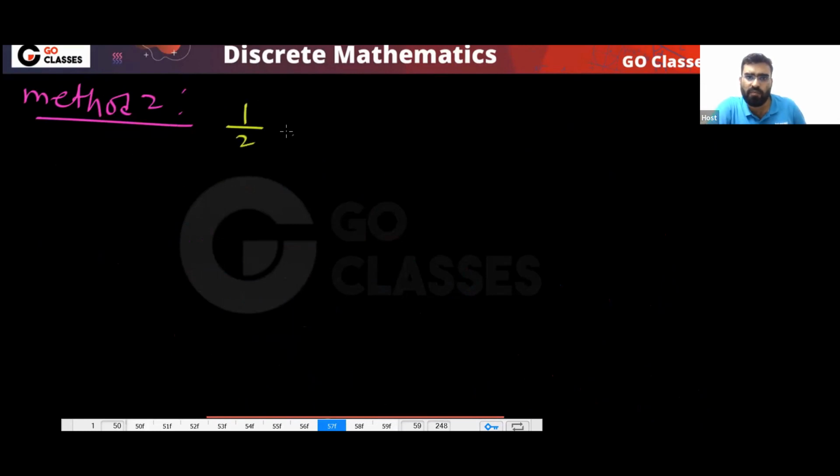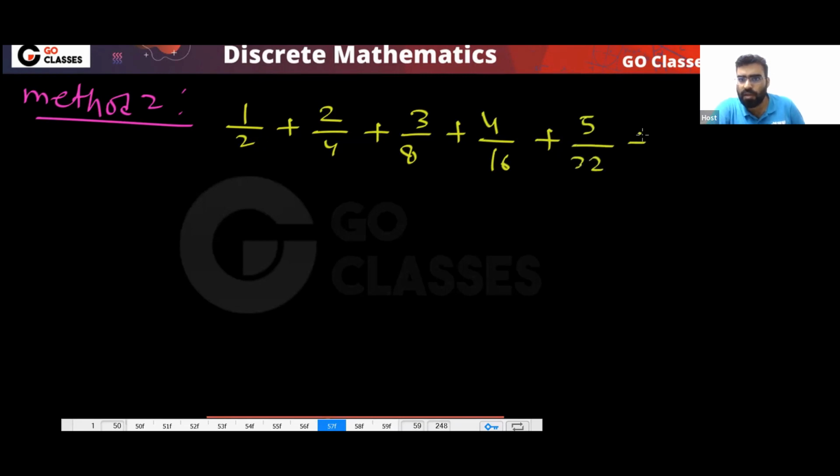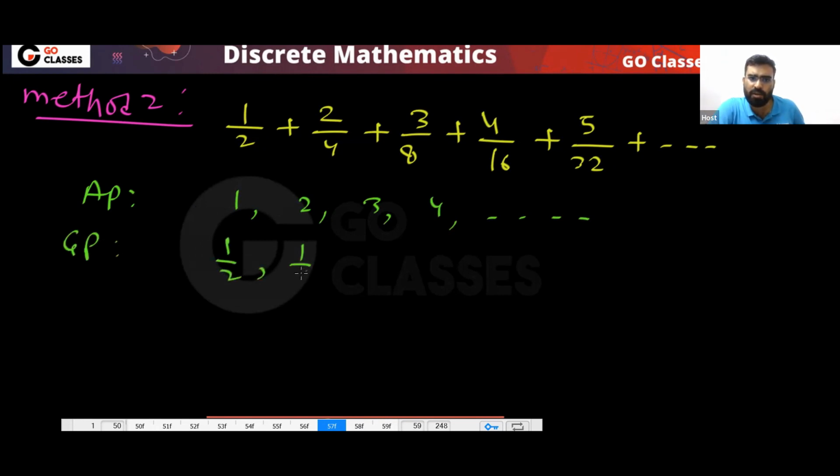Your question is 1 by 2 plus 2 by 4 plus 3 by 8 plus 4 by 16 plus 5 by 32 and so on. This is your question. Now, I told you that in this question, your AP is like this: 1, 2, 3, 4. In this question, your GP is like this: 1 by 2, 1 by 4, 1 by 8, 1 by 16 and so on.